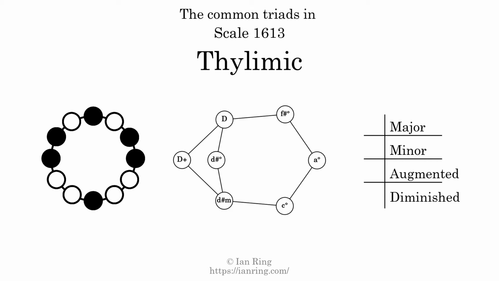Here are the common triads present in this scale. The diagram in the center is a graph of parsimonious voice leading between triads. There is one major triad. There is one minor triad. There is one augmented triad. There are 4 diminished triads. Here is a Hamiltonian path of parsimonious voice leading that uses all the triads.